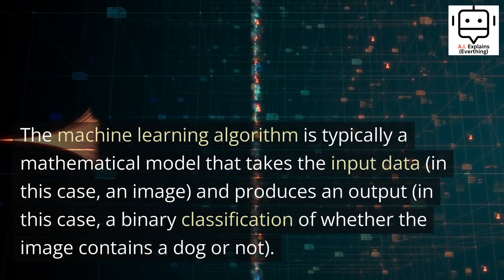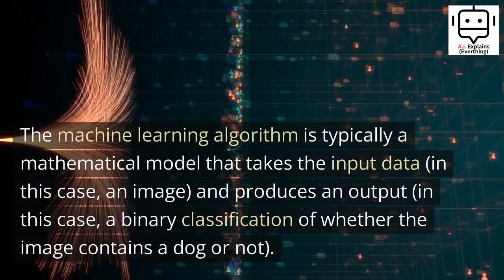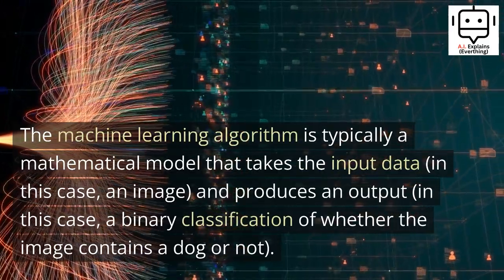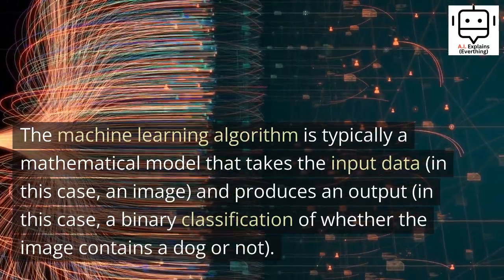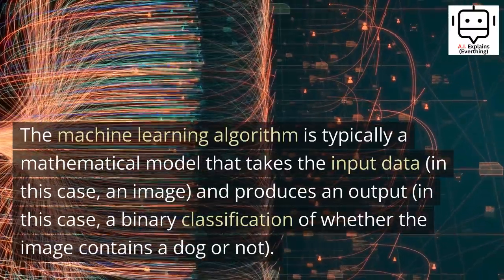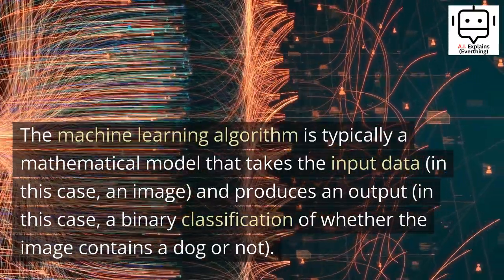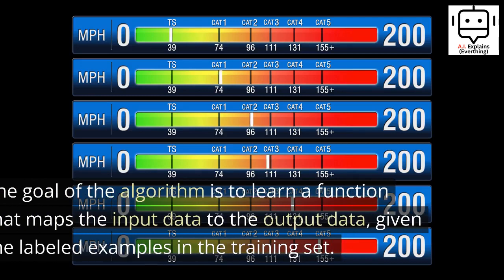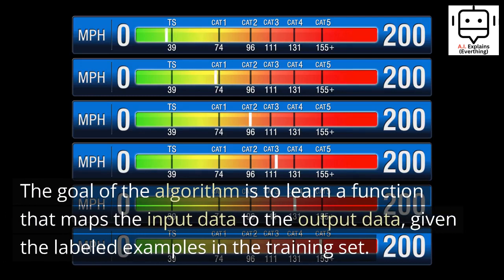The machine learning algorithm is typically a mathematical model that takes the input data, in this case, an image, and produces an output, in this case, a binary classification of whether the image contains a dog or not. The goal of the algorithm is to learn a function that maps the input data to the output data, given the labeled examples in the training set.